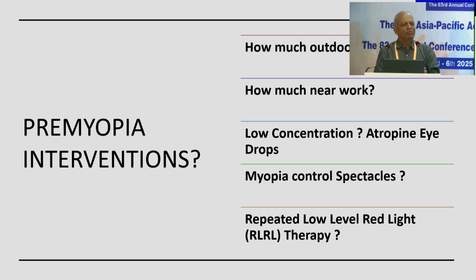Whatever is known for myopia, we may not directly translate to pre-myopia, but whatever is applied to myopia, we may extend that. About how much near work, more than 3 hours will be poor, and less than 13 hours of outdoor time will be a risk factor. Low concentration of atropine has been tried in these cases. Myopia control spectacles have also been tried of late, both DIMS and the other one. Earlier they were not good candidates for this therapy because they were not using glasses, but there have been studies which have shown good results. And RLR therapy has also been shown to be effective in these cases.